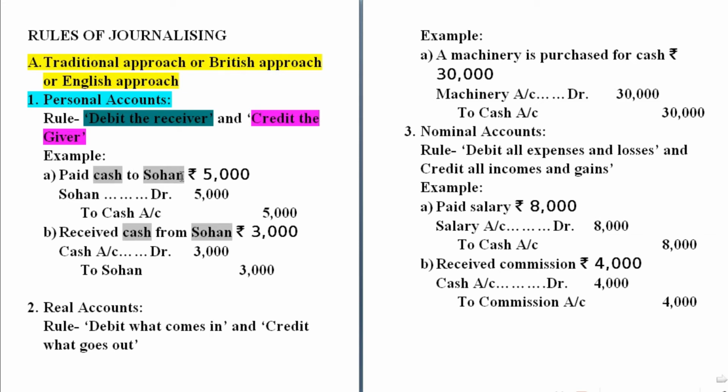We paid cash to Sohan. There are always two accounts that are being affected. So in this question we have cash and Sohan. Sohan is a personal account. So according to the rule, debit the receiver, we are debiting.